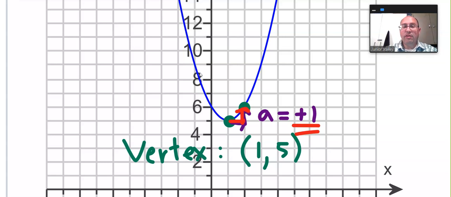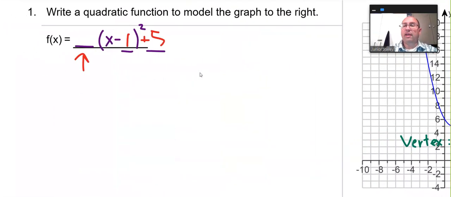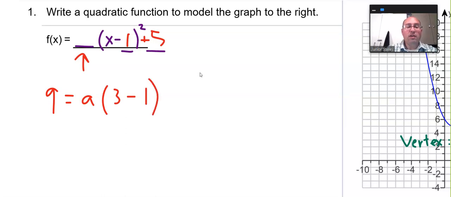Well, let's say they randomly gave me a point. Let's say they gave me this point over here. What is that? 3, 9. So let's say they randomly gave me that point 3, 9. It probably would be easiest if we did algebra on that kind of thing. So we're going to take the point 3, 9 and we're going to plug it in. We don't know what the A value is, but we do know that the X is 3 and the Y is 9. And we can go through this process.